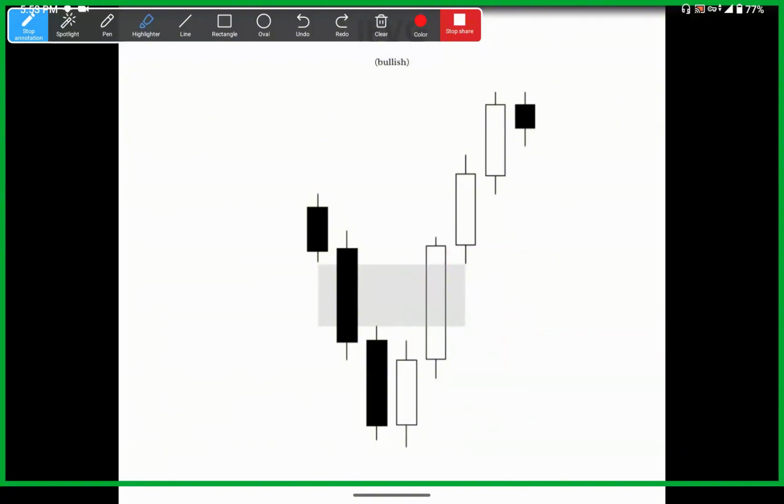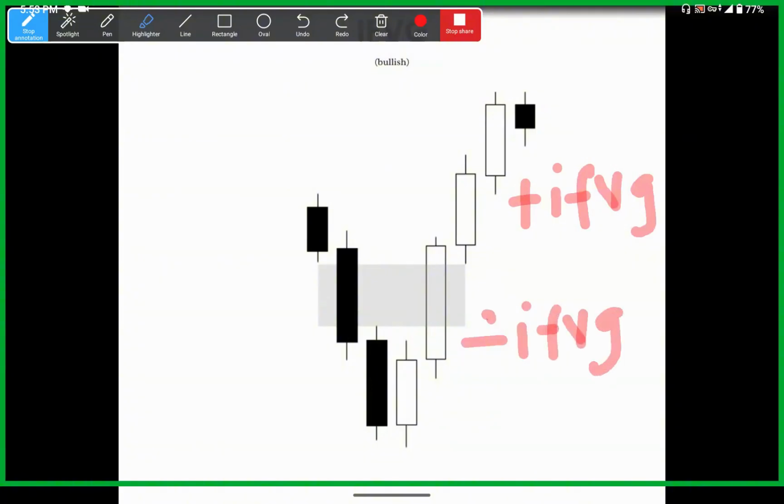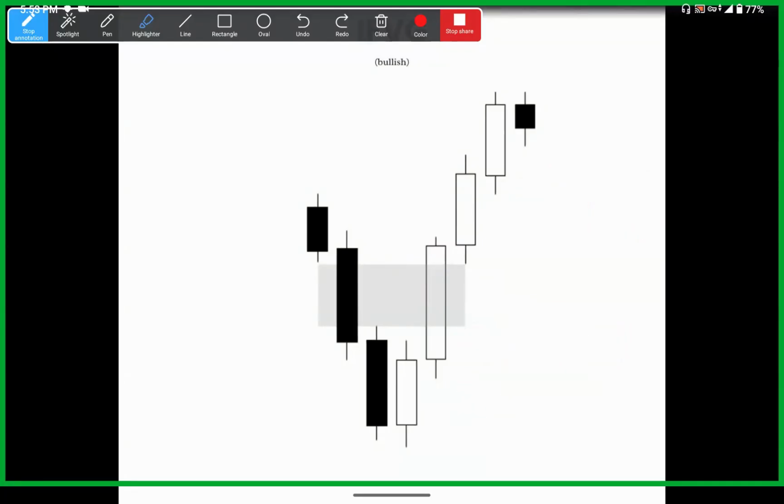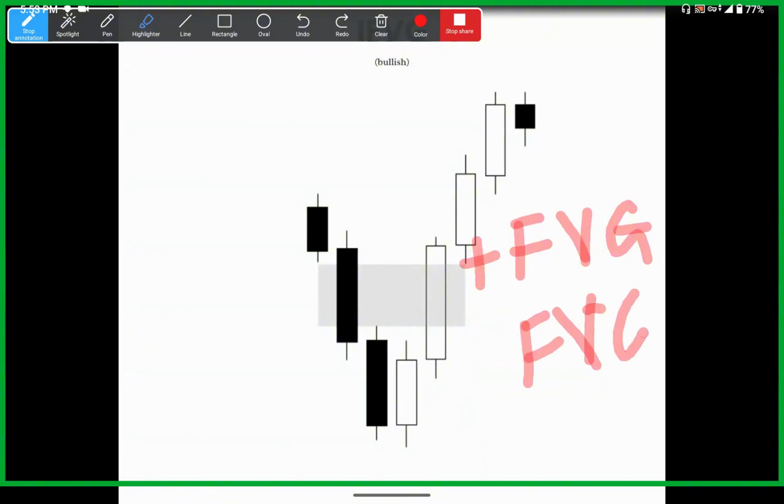So whenever you see me drawing on my chart plus IFVG, I'm just trying to say bullish inversion fair value gap. And if you see me writing minus IFVG, it's just indicating bearish, because bearish is always down. So even the same thing with the fair value gap, or FVG: for a bullish I will put plus, and for a bearish one I will put minus.